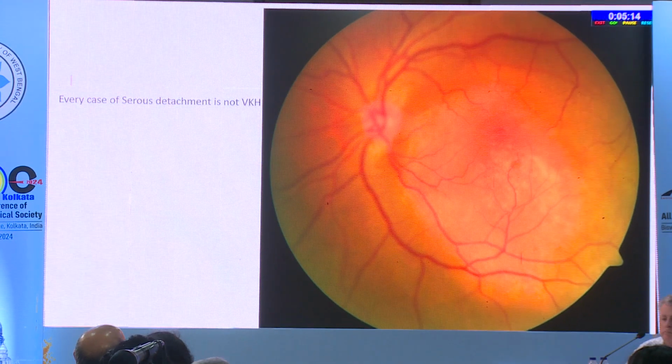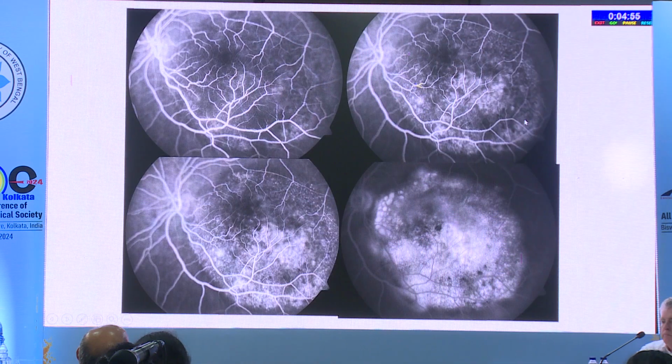So every case, the last part is that many a time you see serous detachment and you think it is VKH, but every case of serous detachment is not VKH, or CSR for that matter. For example, this lady had a mass-like lesion and there was fluid. You do the fluorescein angiography and this is very atypical. It's a mass-like lesion. So whenever in doubt, do an ultrasound.